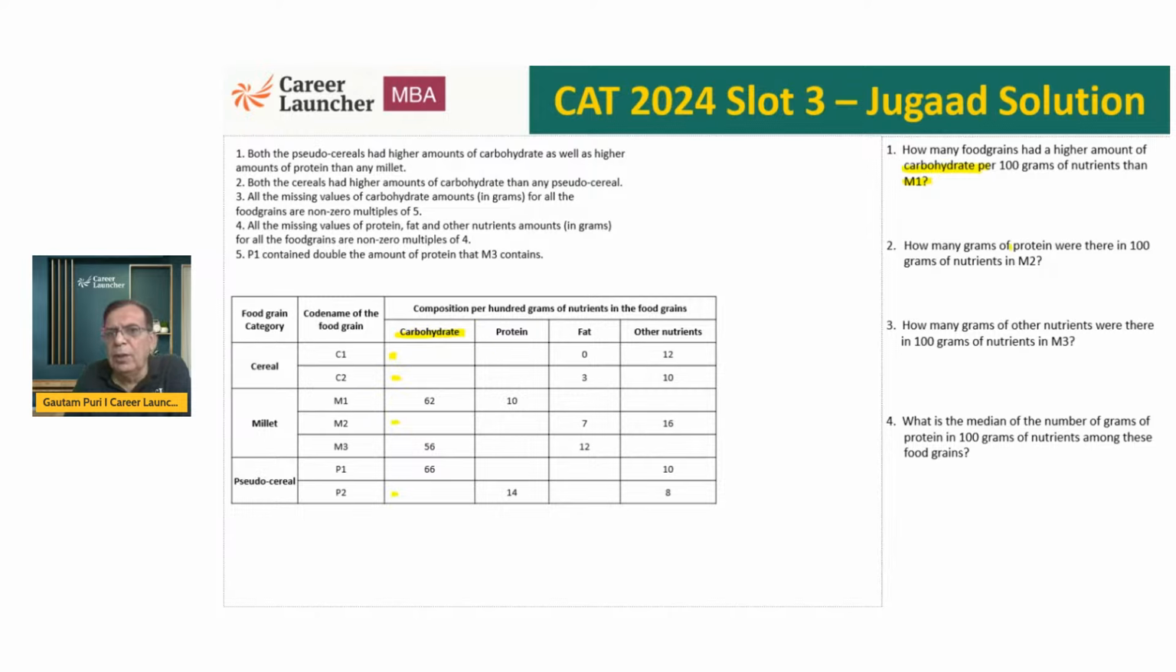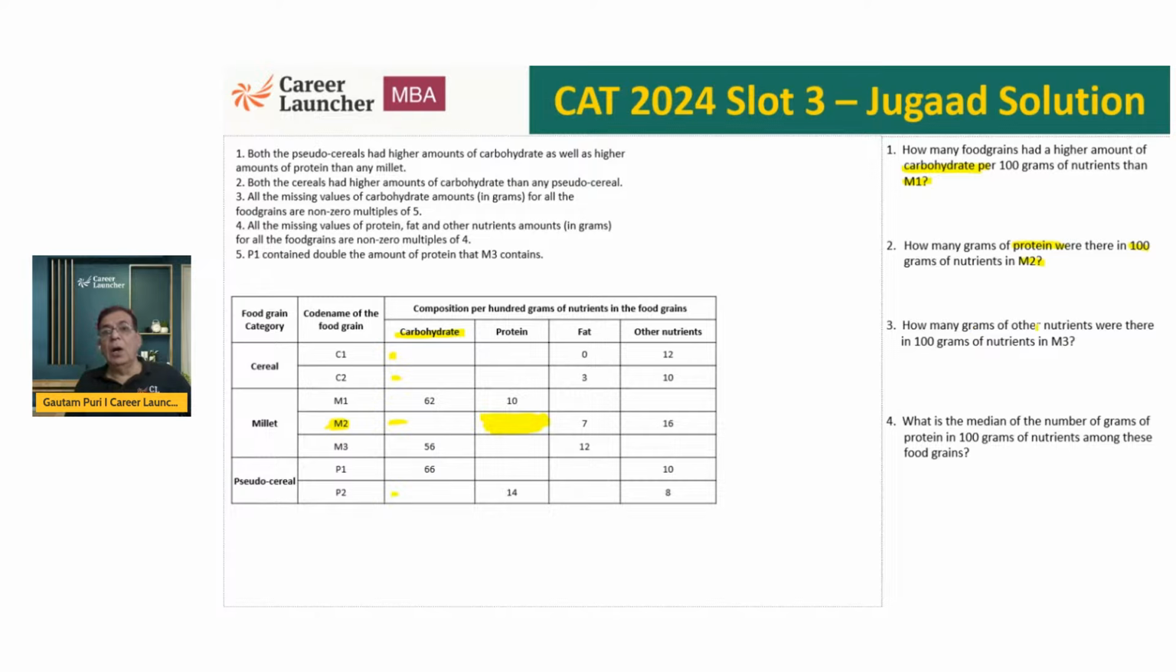How many grams of protein were there in 100 grams of M2? We need to find how many grams of protein are there in M2. And as I said, if I can find protein in M2, I'll get carbohydrate in M2. If I can find carbohydrate in M2, I'll get the protein in M2 also. So the question M2 is a very important item for me.